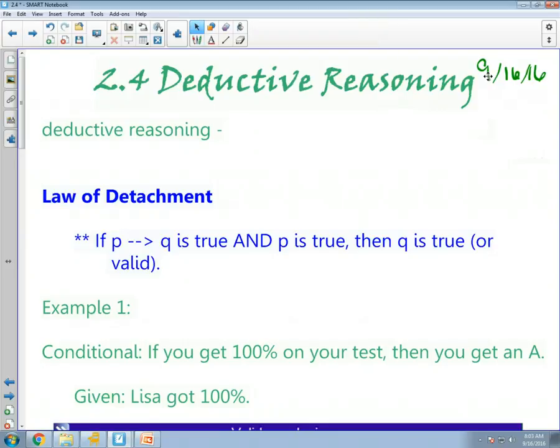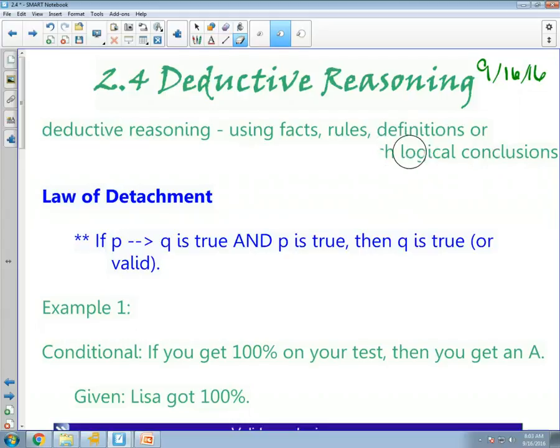I'm going to go ahead and uncover our definition. So deductive reasoning is using facts, rules, definitions, or properties to reach logical conclusions. And once you have that down, don't worry about writing the other stuff, because we're going to make sure we understand what deductive reasoning is before we move on to the first law.